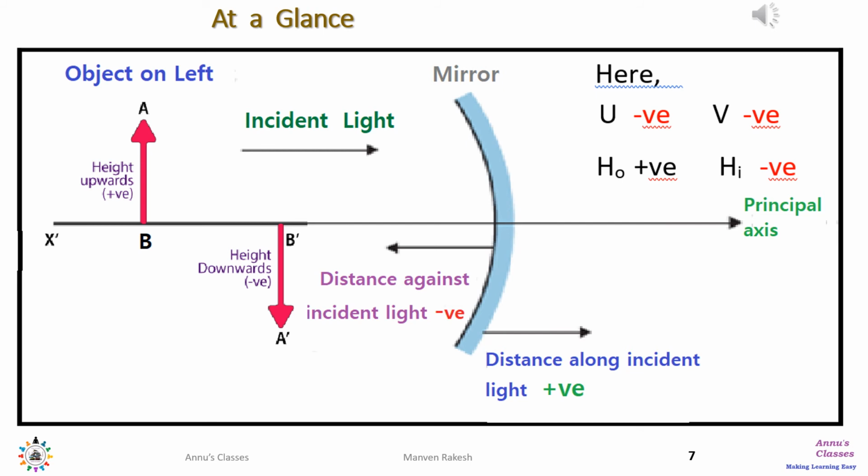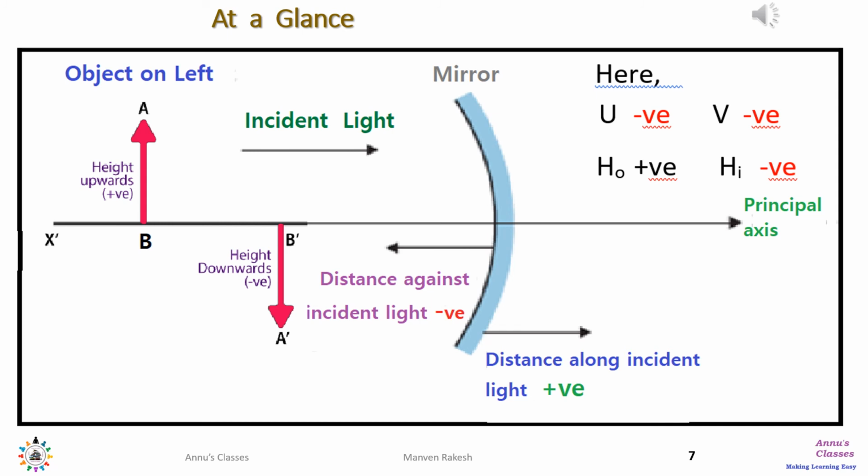Now here we try to make everything at a glance. In this figure, object AB is on the left hand side of the mirror. Image A dash B dash is also on the left hand side of the mirror. So u is negative, v is negative. Height of the object is above the principal axis, so h0 is positive. Image is below the principal axis, so hi is negative.